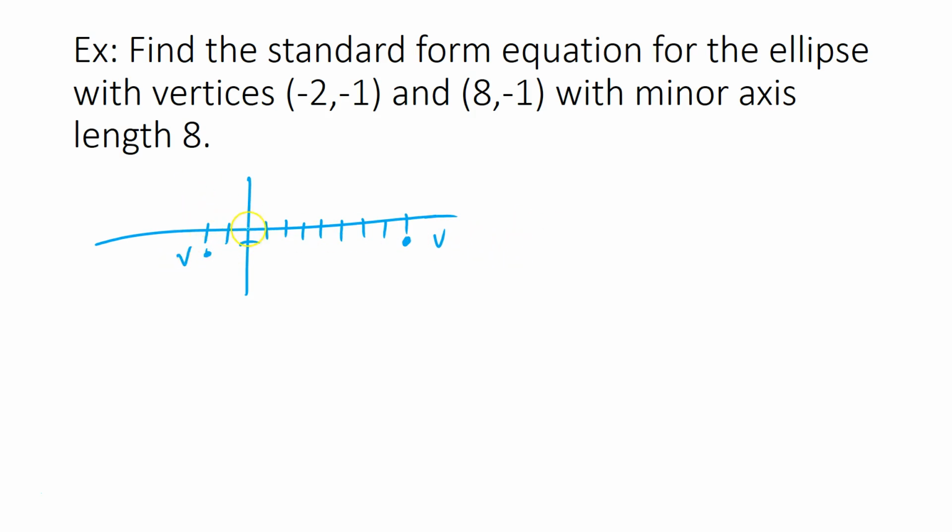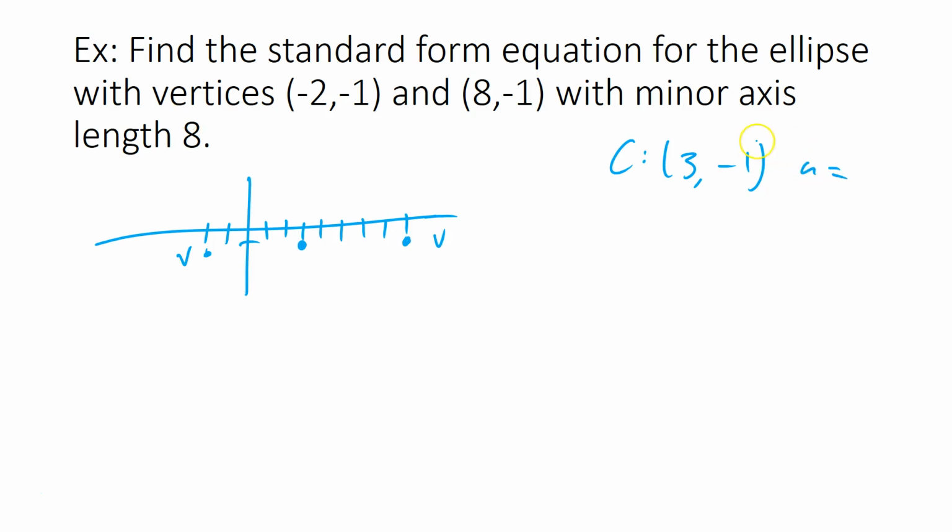So let's see, there's 1, 2, 3, 4, 5, 6, 7, 8, 9, 10 in between. So the center should happen 5, like exactly halfway in between them. So 5 over. 1, 2, 3, 4, 5. So it looks like our center is at 3, -1. No math, right? All I did was find the middle. So that's our center. Now they tell us the minor axis has length 8.